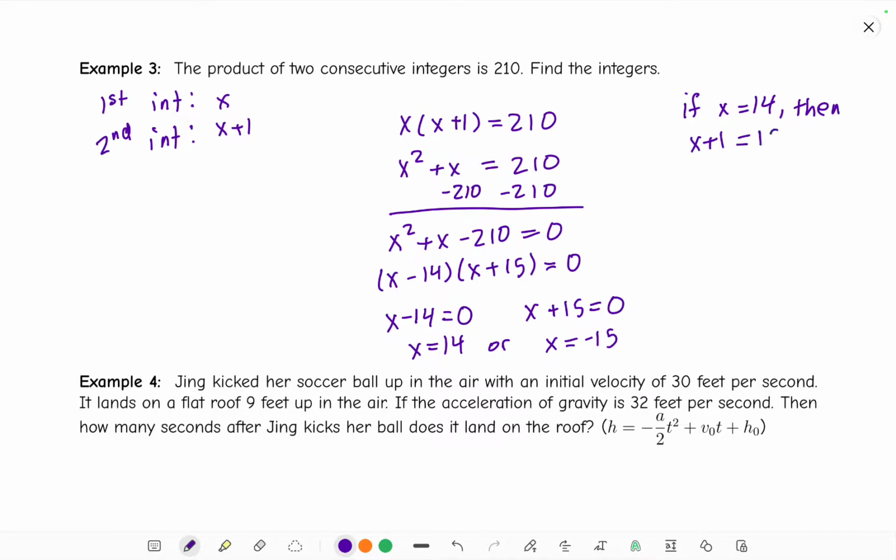But because of this, if x equals 14, then x plus 1 equals 15. If x equals negative 15, then x plus 1 equals negative 14. So you get 14 and 15, or negative 15 and negative 14 for this answer.